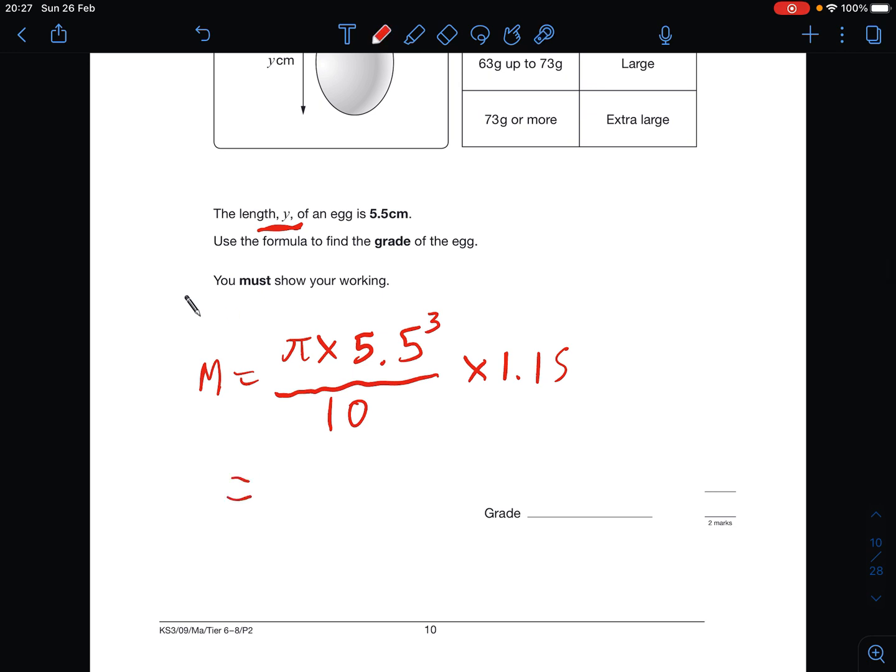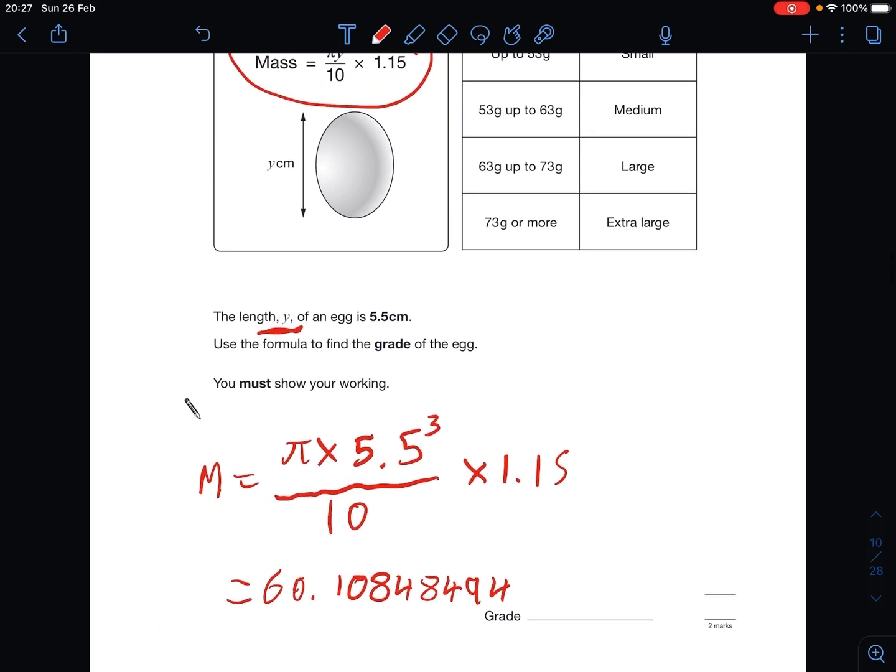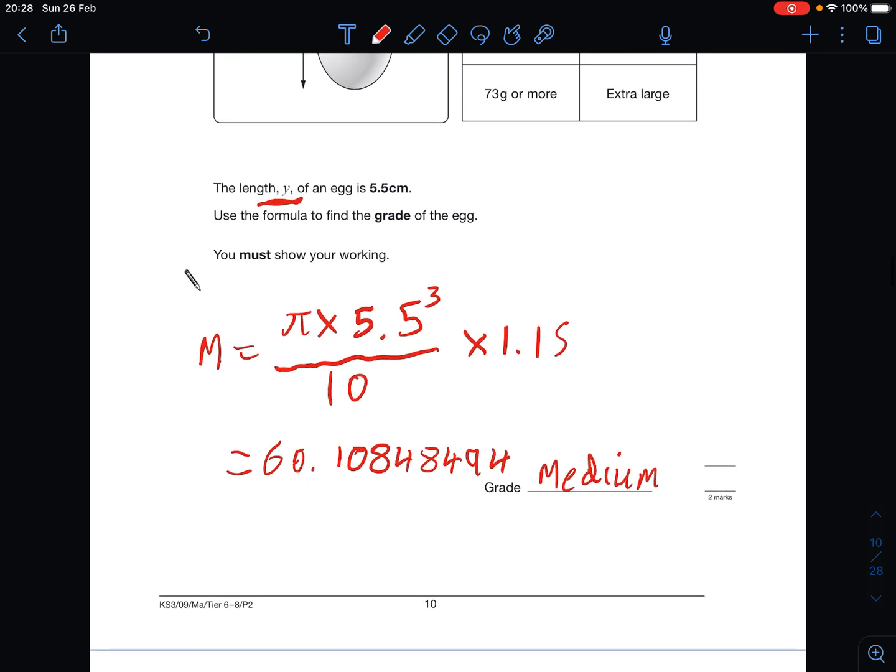I'm going to type this exactly how it looks here into my calculator. So pi times 5.5 cubed, all divided by 10, times 1.15, it gets me 60.10848494. Since it's between 53 and 63, then it must be a medium egg. Just type this into your calculator, you should get that.